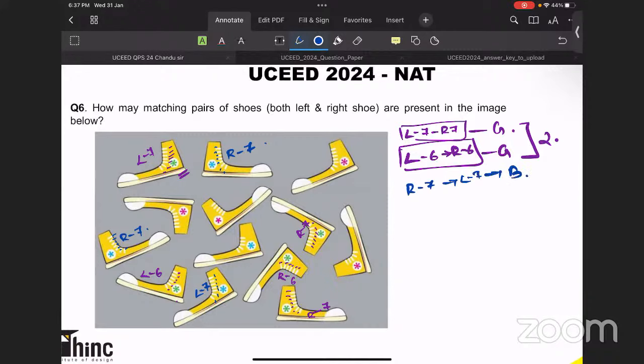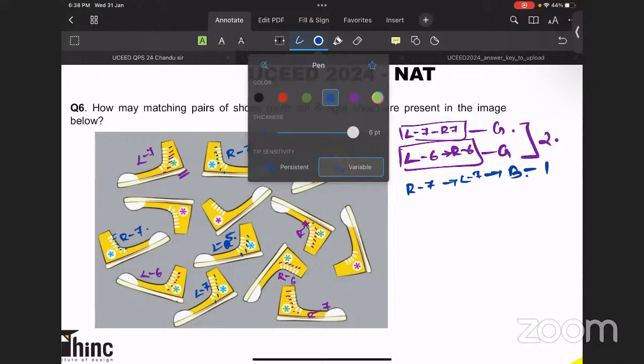Any other blues? Yes, 1, 2, 3, 4, 5. This is L5. We don't have an R5, so we can't use these. So only one from the blue.